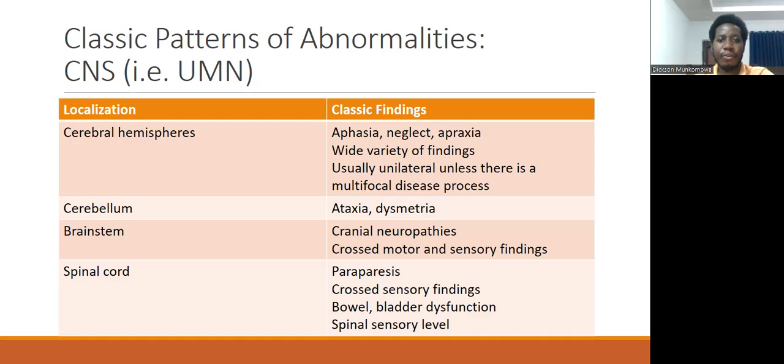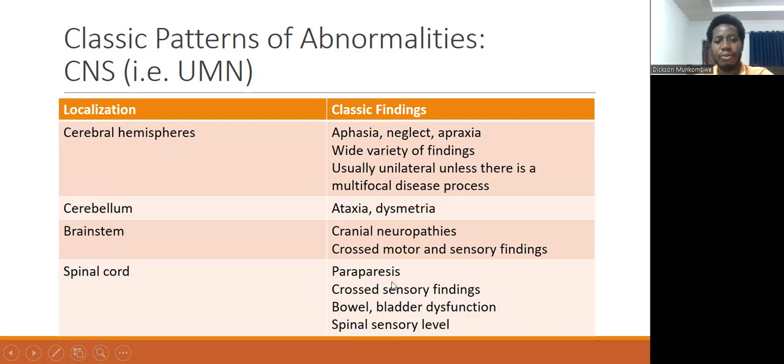Then in the upper motor neuron, how do we localize? If it is in the cerebral hemispheres, that is in the cortex, you have cortical features that are displayed in the table, of which you didn't have any. If it is in the cerebellum, you have these few cerebellar features. We know they're not limited to these: ataxia, dysmetria, and he didn't have any cerebellar features. If it's in the brainstem, you have cranioneuropathies, and then you have crossed motor and sensory findings. You didn't have this as well.